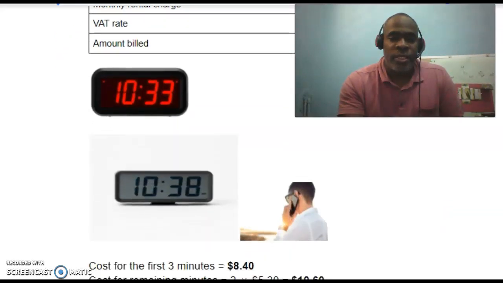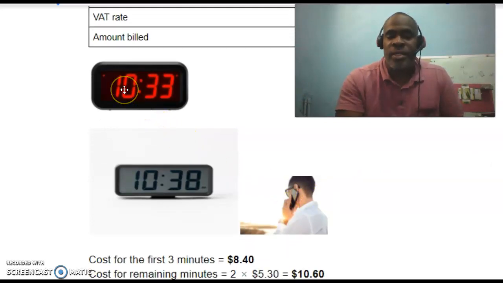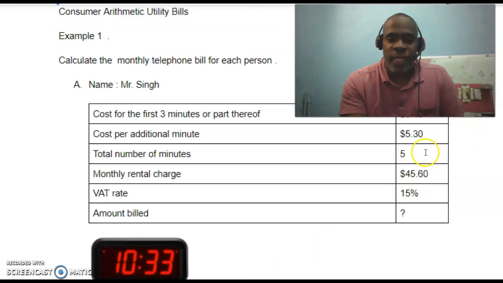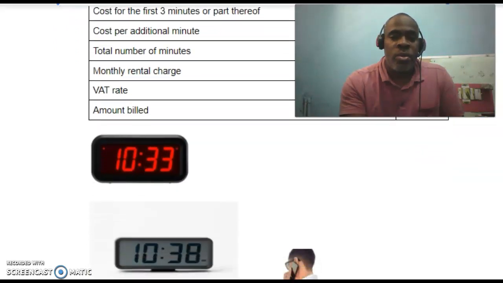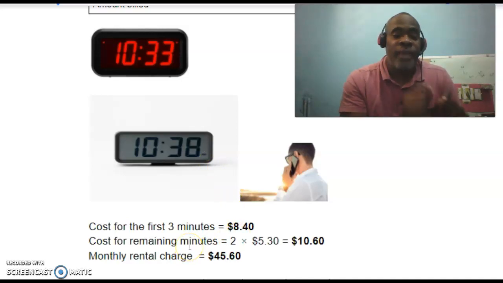Now, here's Mr. Singh on his phone call. So Mr. Singh started his call at 10:33 a.m. and he ended his call at 10:38 a.m. So the total number of minutes that Mr. Singh spent on his phone call was 5 minutes. That's correct. Now, for the first 3 minutes of Mr. Singh's phone call, he would pay $8.40. Now, the remaining minutes, and to find the remaining minutes, what do you think we have to do?